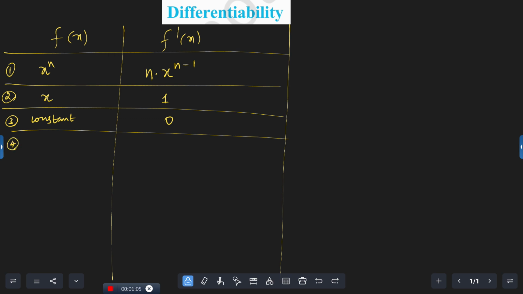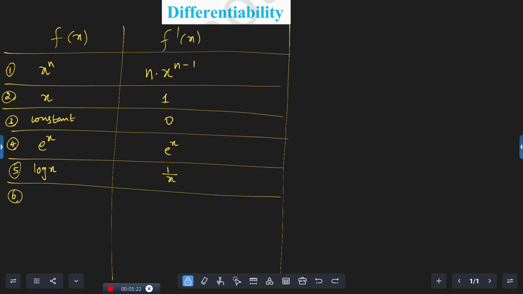And next we'll go to e power x derivative. E power x derivative what? E power x itself. There is no change in it. Like that log x derivative what? Log x derivative 1 divided by x. Okay. And a power x derivative, a power x into log a. Next, all trigonometrical functions I will give first. Okay. Anything else? This is maximum.